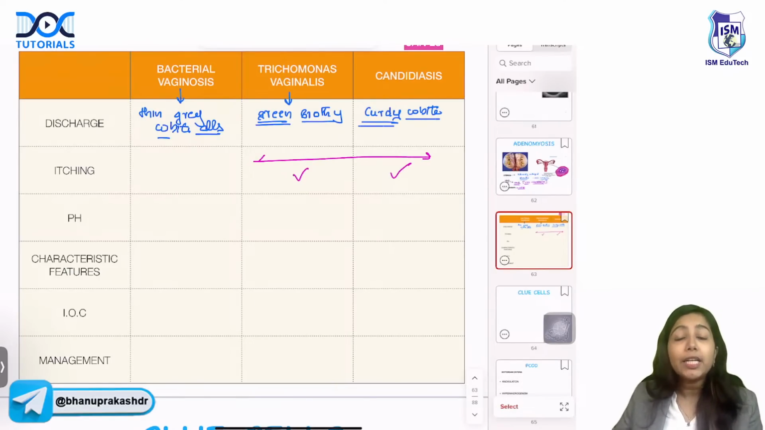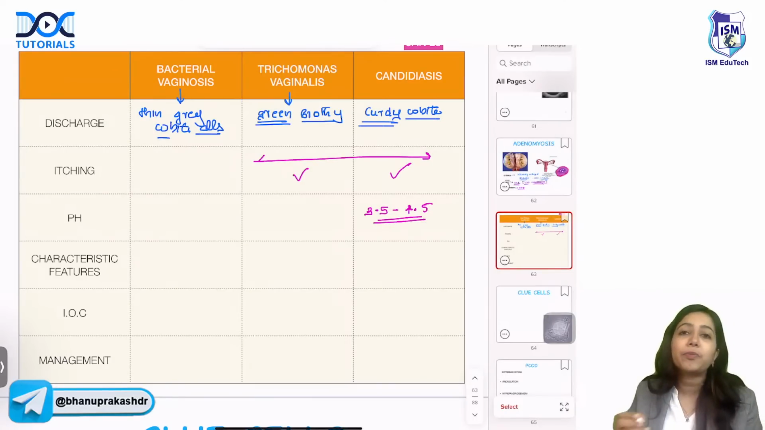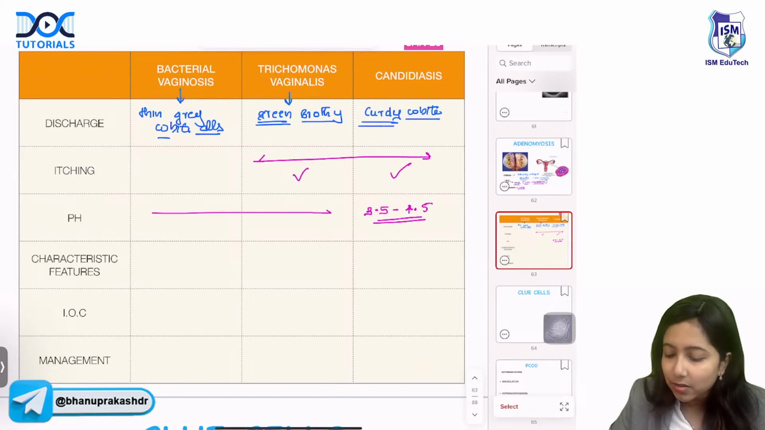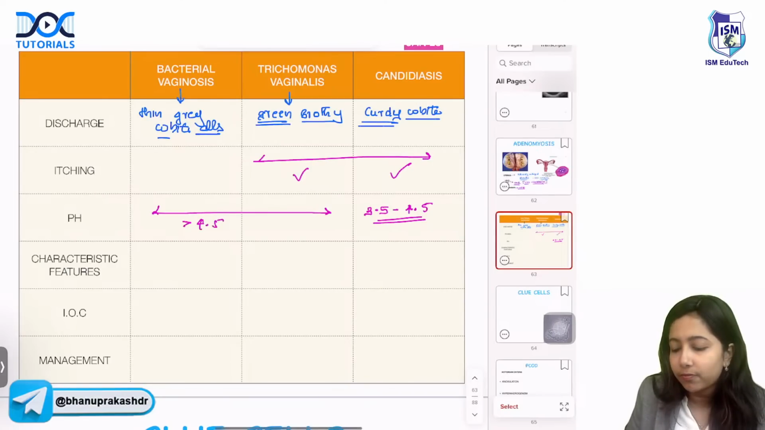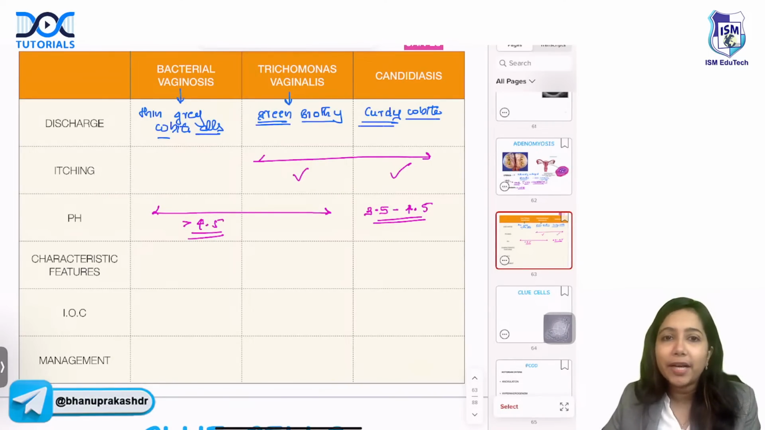The normal vaginal pH is acidic. This acidic pH is maintained in case of candidiasis. So in candidiasis, usually the pH is between 3.5 to 4.5. That is, the normal vaginal pH is maintained. So what is the pH in case of bacterial vaginosis and trichomonas vaginalis? It slightly shifts towards the more alkaline side. It is more than 4.5.